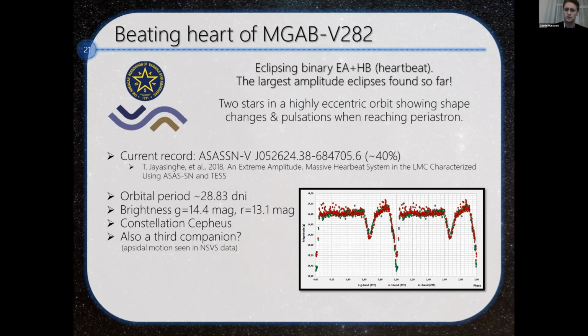And what's more, there's actually a third companion, because the Northern Sky Variability Survey data has shown that the secondary eclipse compared to the primary eclipse was a little moved. That means that we have apsidal motion here too.